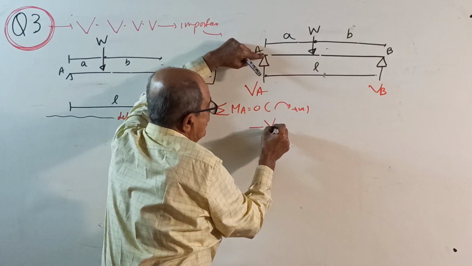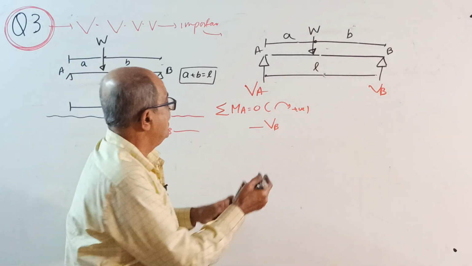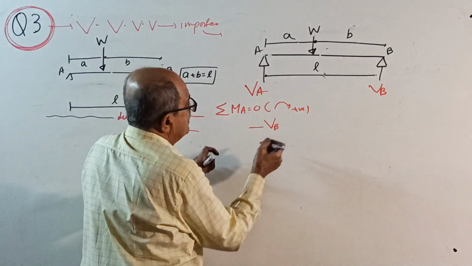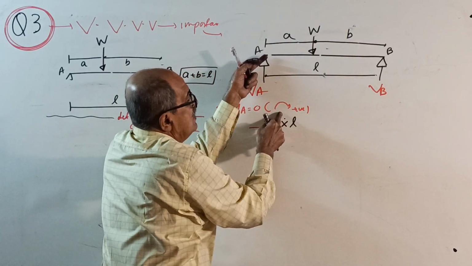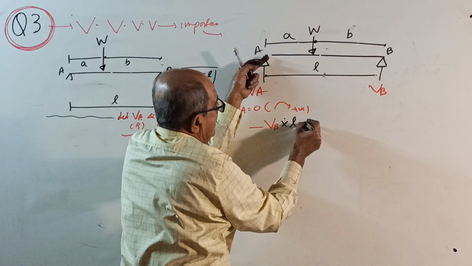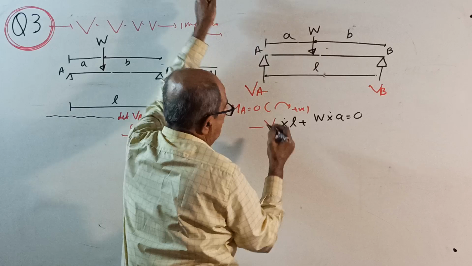Somebody may ask me, sir, why minus VB? No, don't come to my class. That's the comment I will pass. Minus VB into L. After so much explanation, if someone asks, sir, why minus, I say clockwise positive. Minus VB into L plus W into A equal to 0.